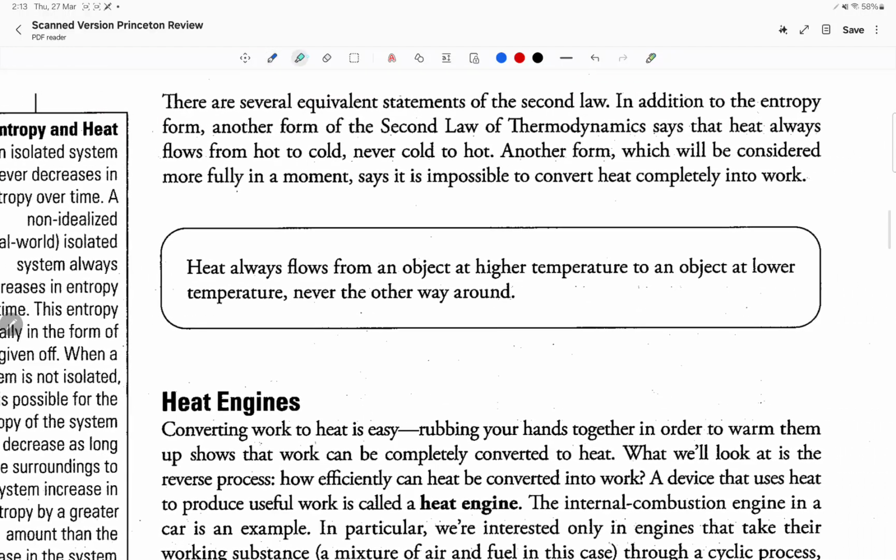So heat will always flow from the hotter object to the colder object spontaneously until they reach thermal equilibrium.